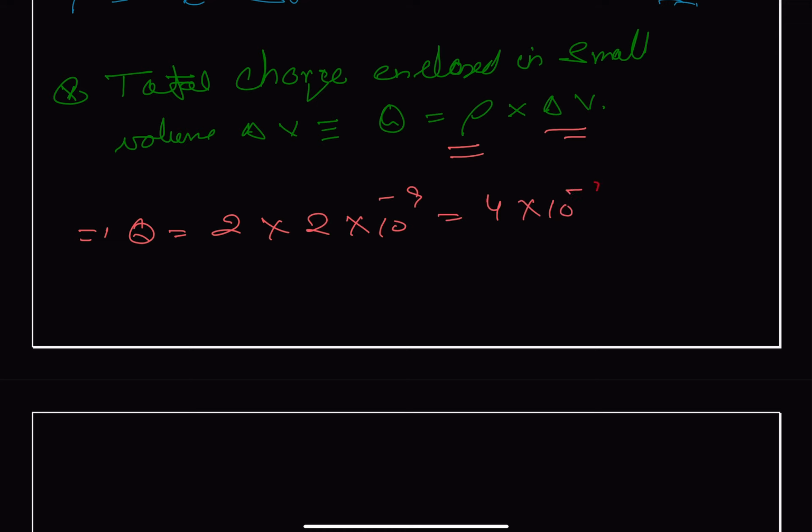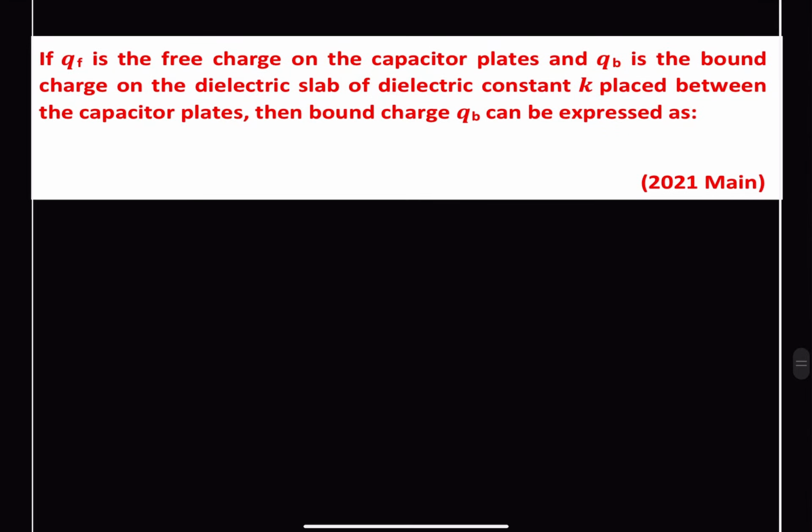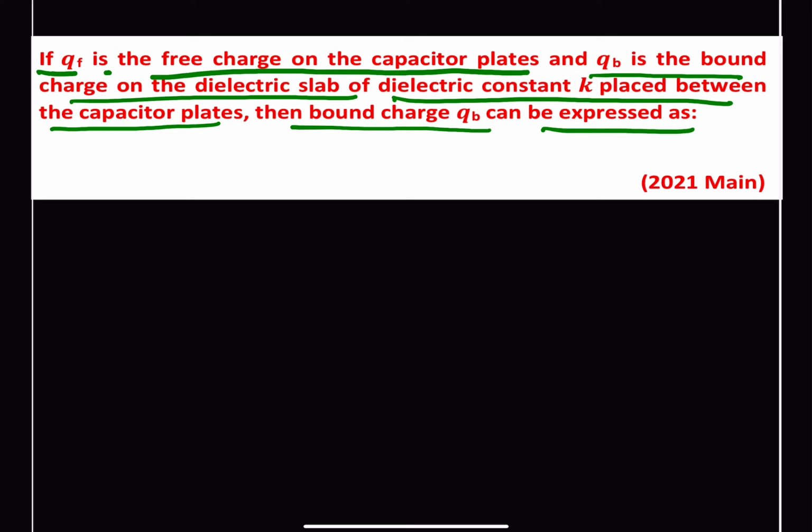Next question. It says that if QF is the free charge of the capacitor plates and QB is the bound charge on the dielectric slab of the dielectric constant K placed between the capacitor plates, then the bound charge QB can be expressed as. Okay, I forgot to put out the options here, but we are going to find out the relationship between the bound charge and our free charge. That's a basic question here.